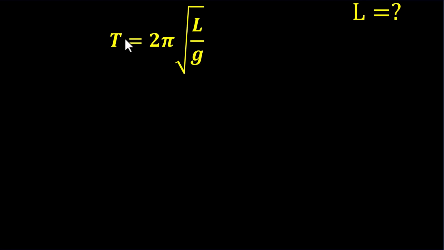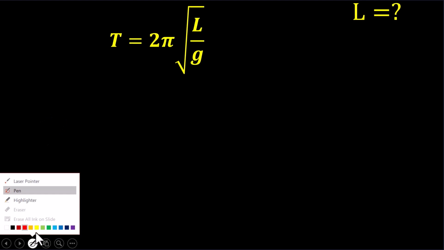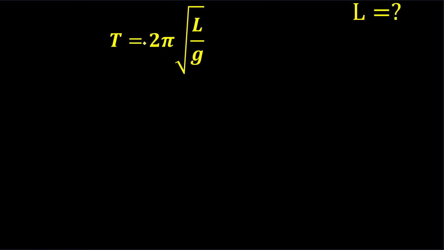So we have T equals 2 pi root L on G. So we have to make L the subject. So take your time here. We need to get rid of this root sign, so we have no option but to square both sides. So I will square both sides. So on my left hand side will be T squared.